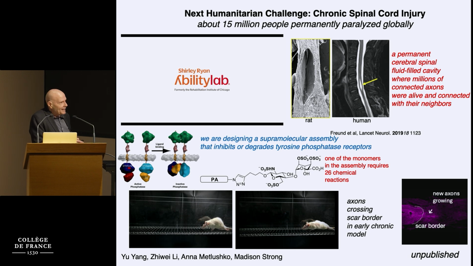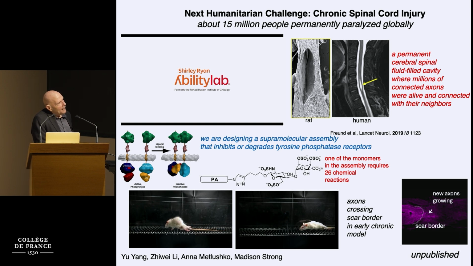Now, I want you to see, this is very early work. This is not published yet. But you see this, this is a rat that is in an early chronic model, not acute anymore. And there's full paralysis here, as you can see. And then with some of these new molecules that we have, we're very excited that we actually can see movement of the limbs, even though it's early chronic.